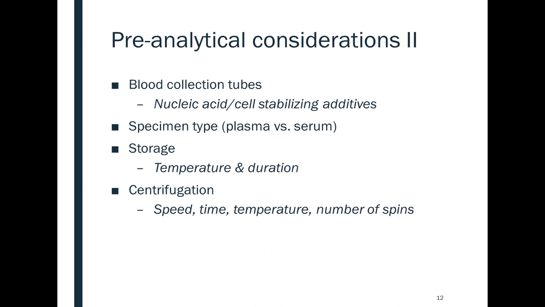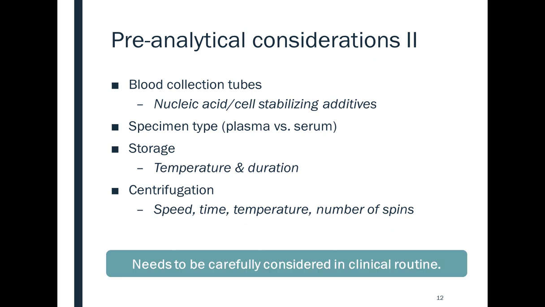In addition to blood collection tubes and specimen type, the storage, which means temperature and duration, should be tested and established in the lab. The storage duration depends on the type of blood collection tube you use. When you analyze plasma samples, the centrifugation procedure has to be tested and validated with the local equipment. Parameters to test are speed, time, temperature, and number of spins. All parameters could have an influence on cfDNA yield and quality and need to be carefully considered in the clinical routine.